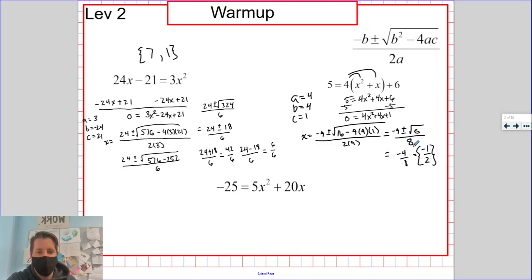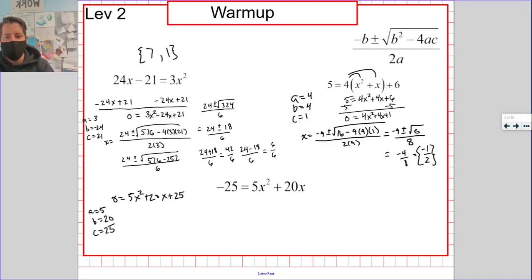So that problem has just the one solution. All right, let's move on to the final one. Let's set that in standard form and plug it into the quadratic formula. So my a is 5, my b is 20, and my c is 25. When I plug this one into the quadratic formula, something peculiar happens.